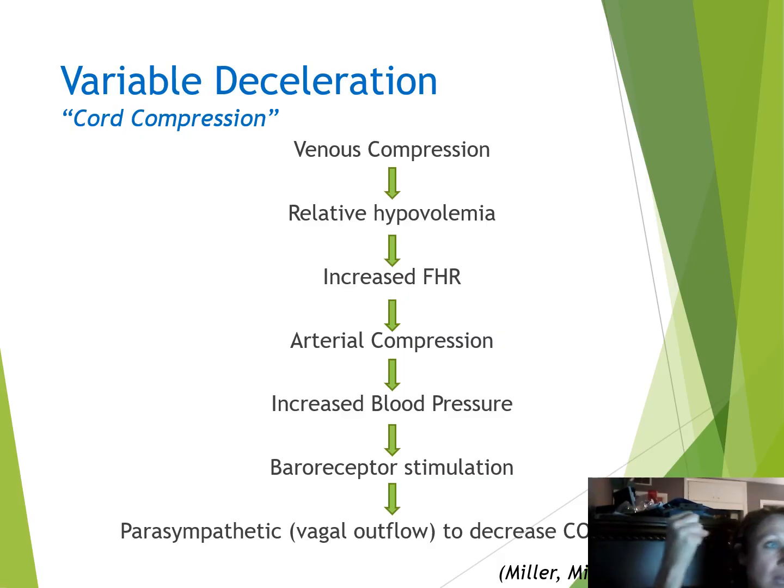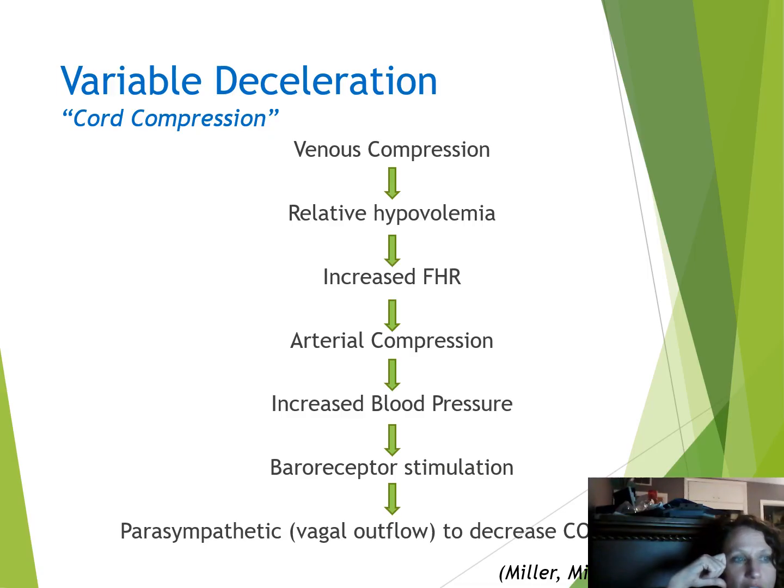The cord is being compressed, okay? It's because it's an immediate, quick thing that happens, right? So we have that venous compression. Remember that the umbilical vein is being compressed. We have relative hypovolemia with the baby, which increases our fetal heart rate. So at first, our fetal heart rate might increase.